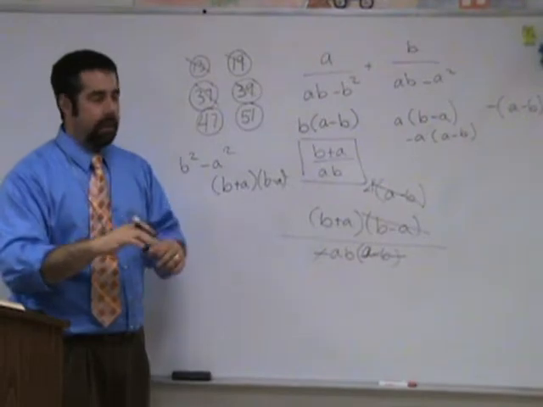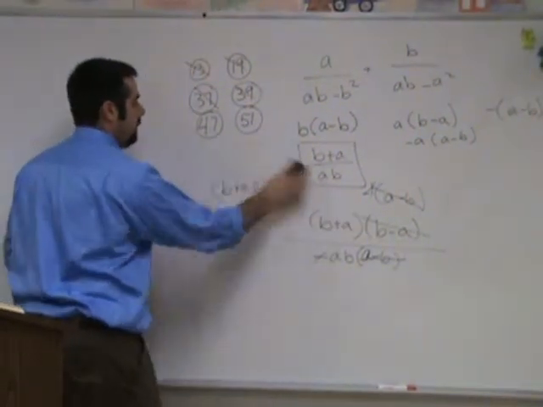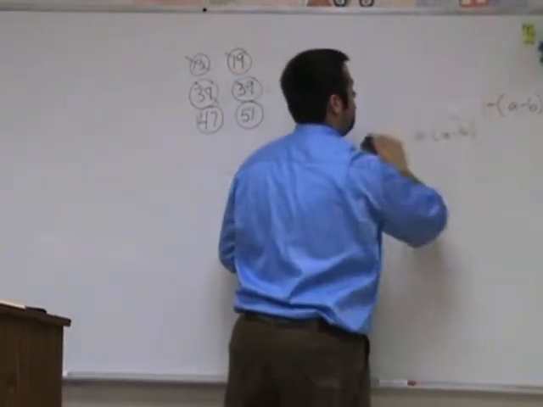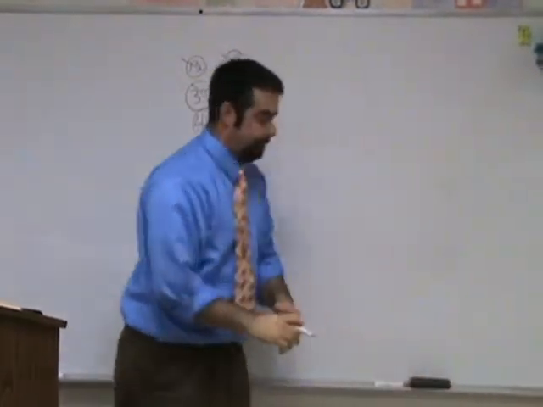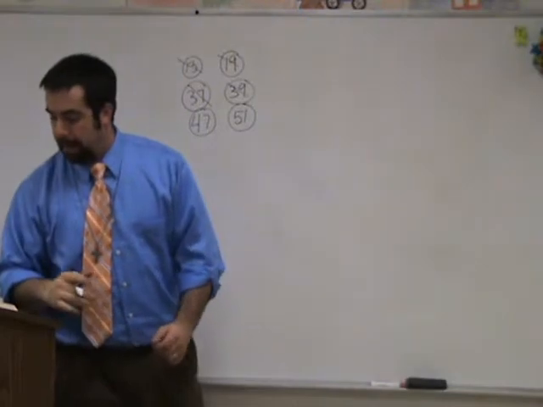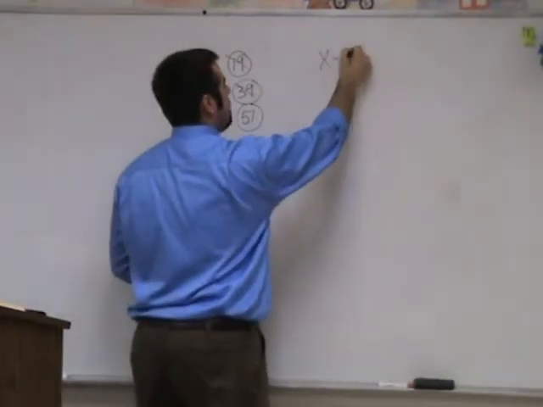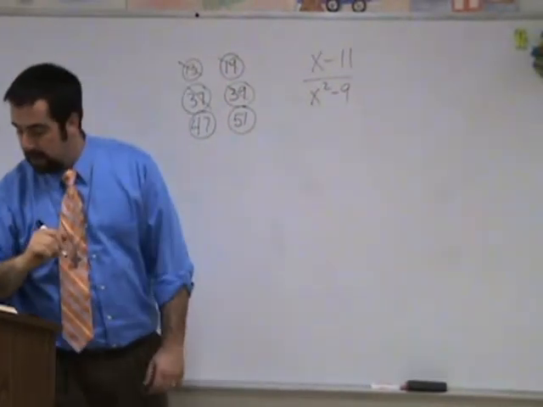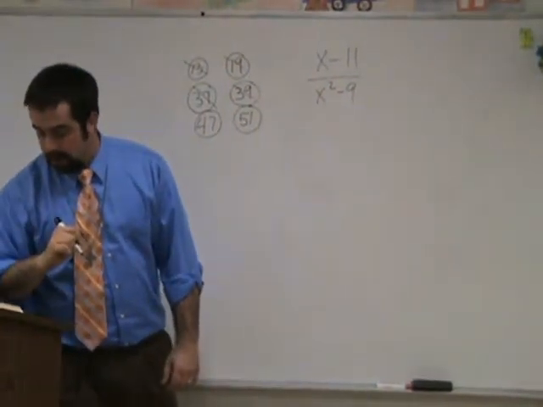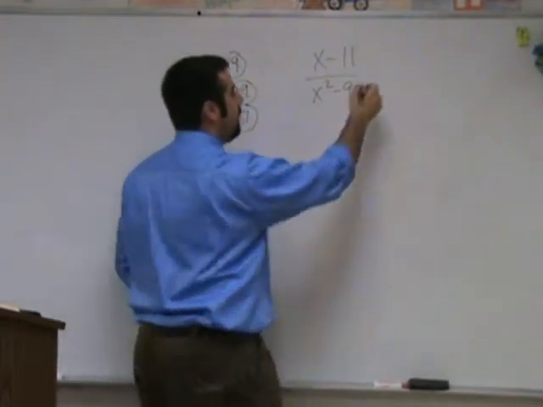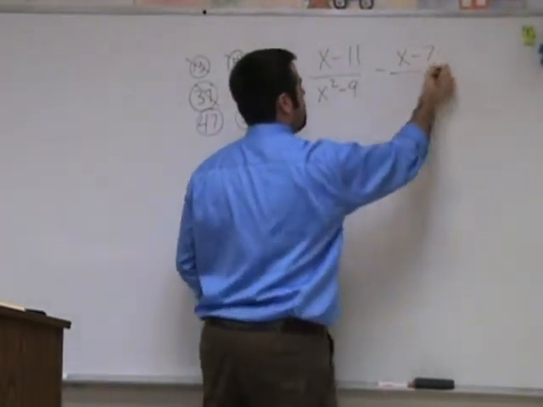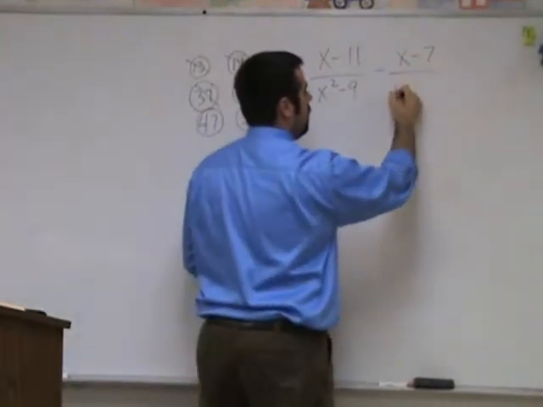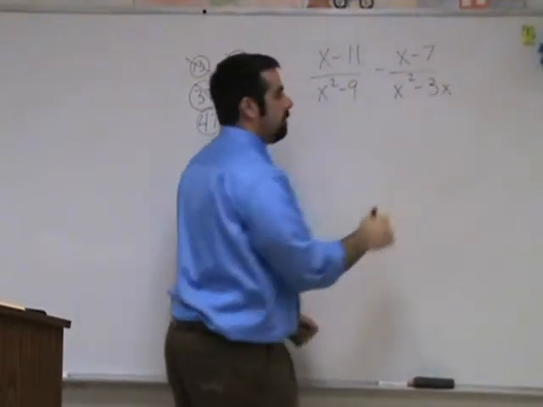Okay, last one, we're going to look at 51. All right, so I've got x minus 11 over x squared minus 9, and subtracting from that, x minus 7 over x squared minus 3x.